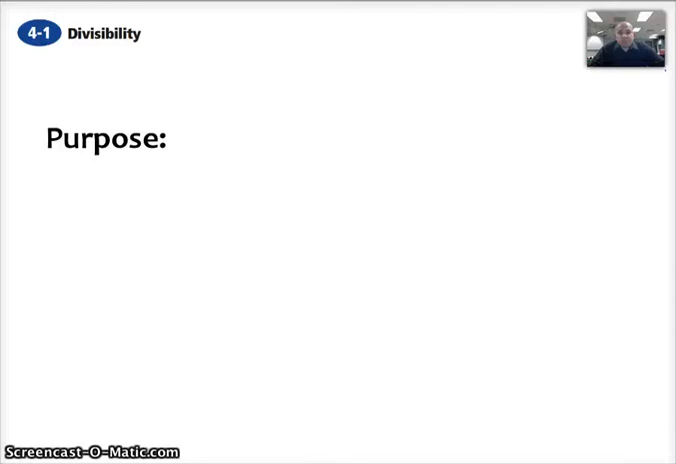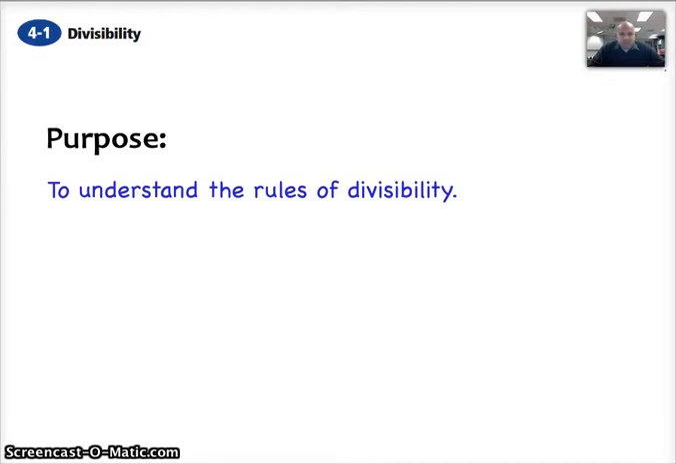Hi class, today's lesson is lesson 4-1. It's on divisibility. Let's take a look at the purpose and copy this down. The purpose here is to understand the rules of divisibility.